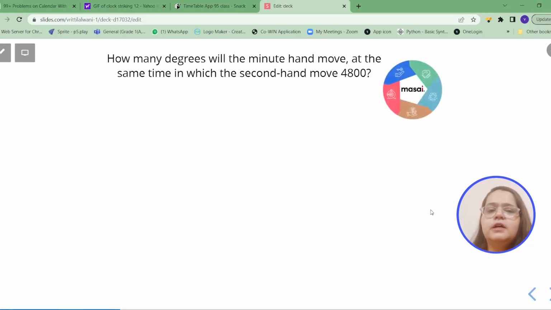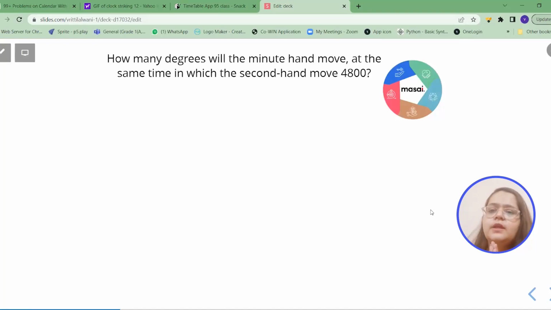This is a simple different type of question but related to the same thing. How many degrees will the minute hand move in the same time in which the second hand moves 4800? Now here it is giving you that the second hand has moved for 4800. You can calculate steps, like we have a stopwatch, we calculate how many steps we are walking. So for example, the second hand has moved for 4800 steps. So at the same time, what will be the minute hand's movement?